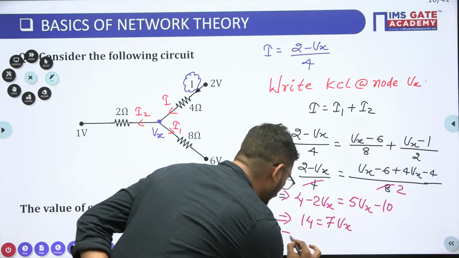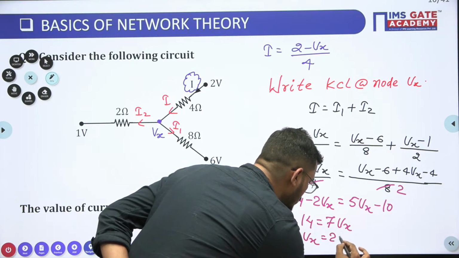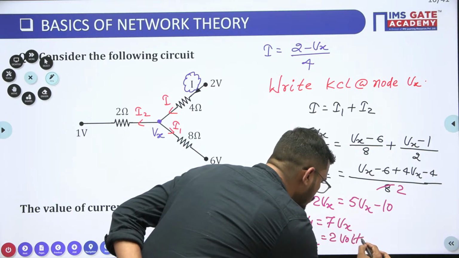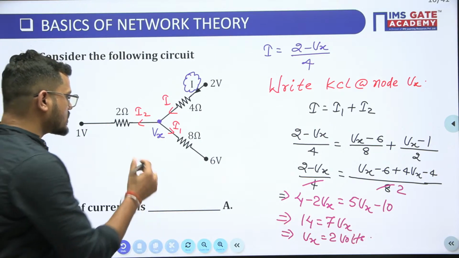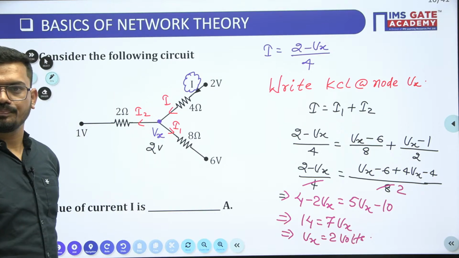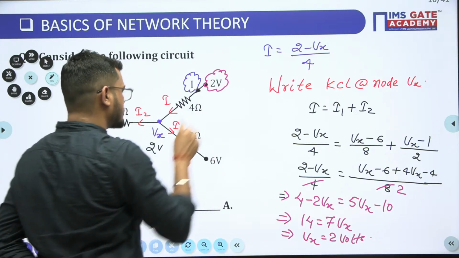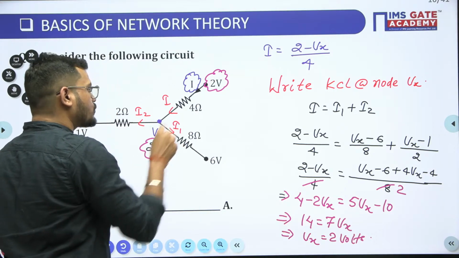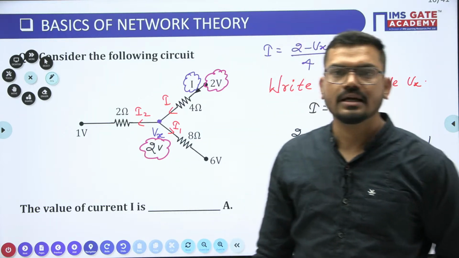So here we can say V of X is equal to how much? So this is 2 volts only. Is it clear? So this is nothing but 2 volts. And as it is 2 volts and this is also 2 volts, so we have to find current through this 4 ohm resistor. So what will be this, guys?